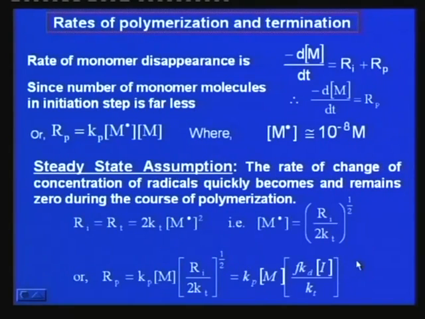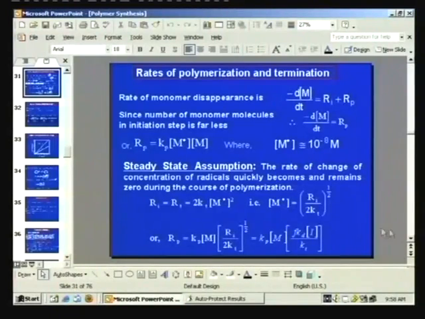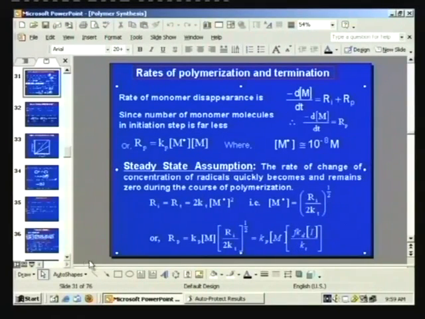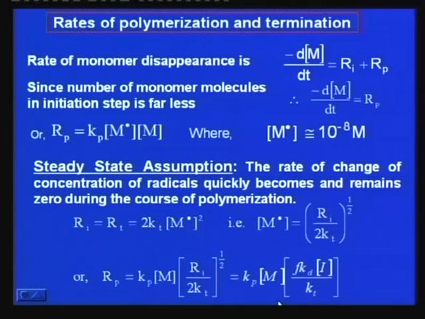It should be half over here. Do not worry about these minor things. The square root is there, of course, R I by twice k T, F k D I by k T. So, this is the overall rate of propagation, overall rate of polymerization. Once again I repeat, R P is equal to K P m times F k D I by k T to the power half.